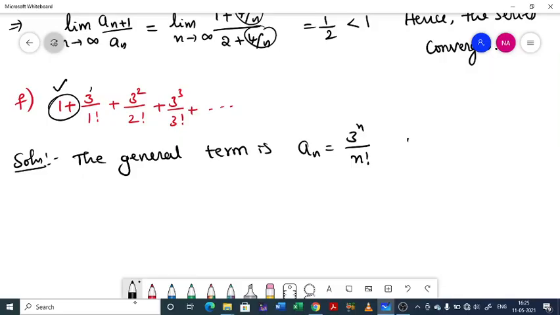From this, a_{n+1} equal to 3 power n plus 1 divided by n plus 1 factorial. Okay.